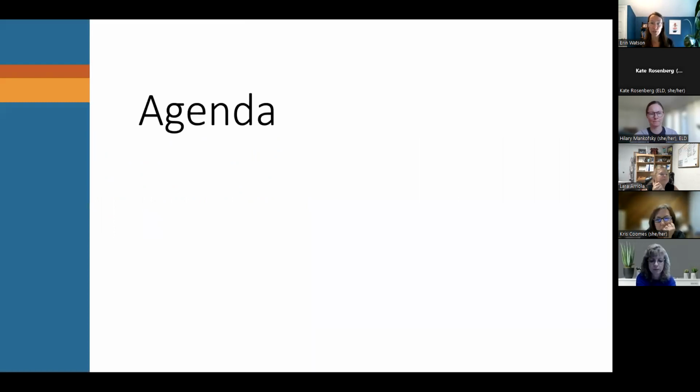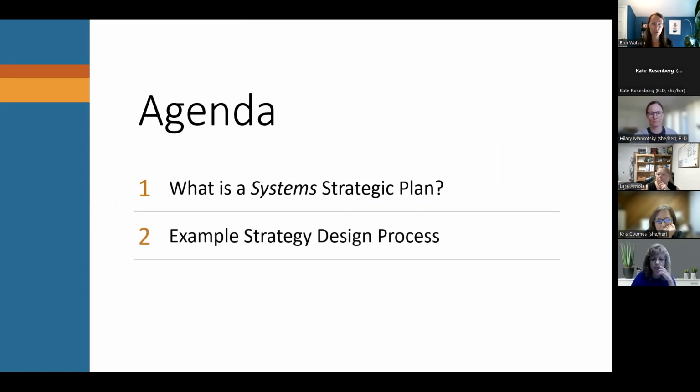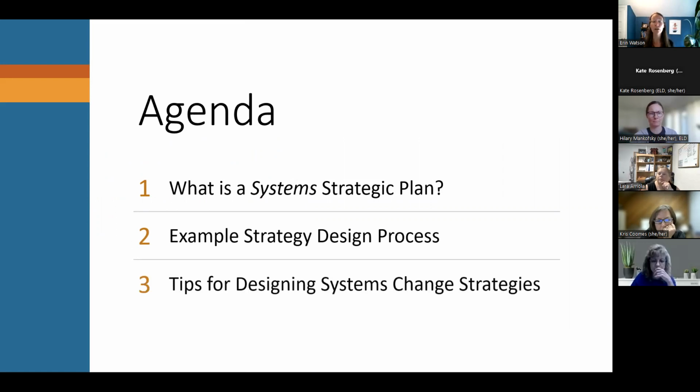So there's 3 things we're going to talk about today. What is a systems strategic plan? What's a process you could use to design this thing? And the bulk of what we're going to focus on are several tips that come from the research and the literature on systems change for how to design really powerful strategies. So these are the 3 buckets. Again, everything is in the toolkit. So just focus on absorbing and grabbing a big picture today.